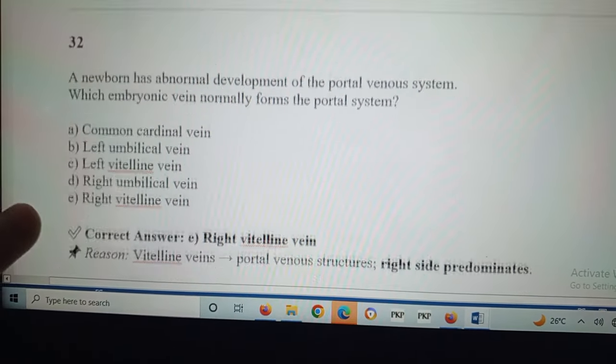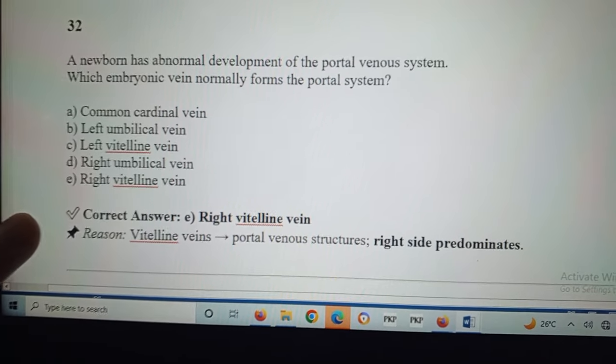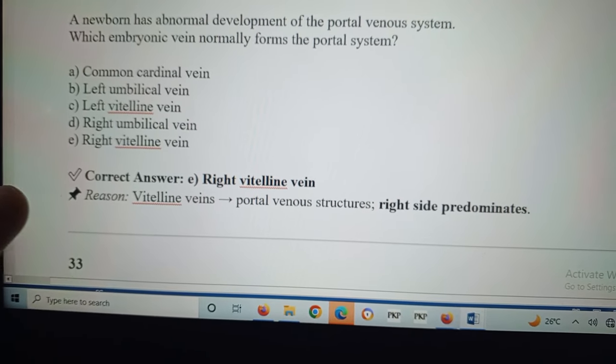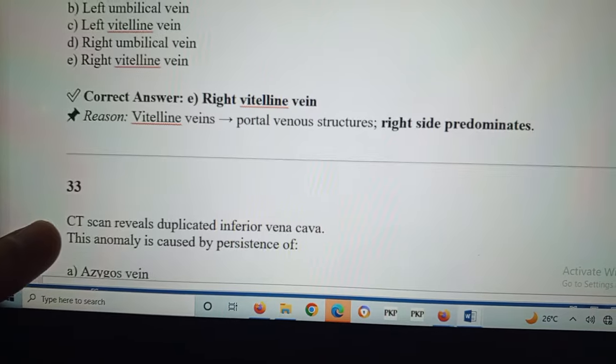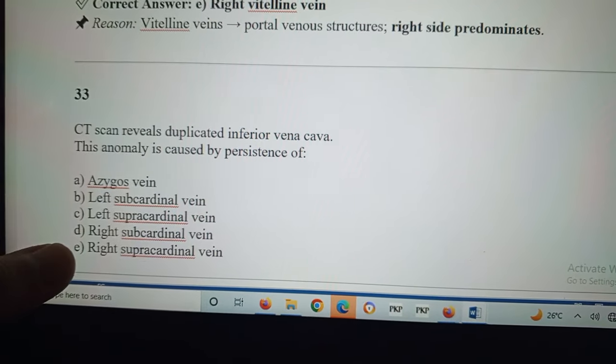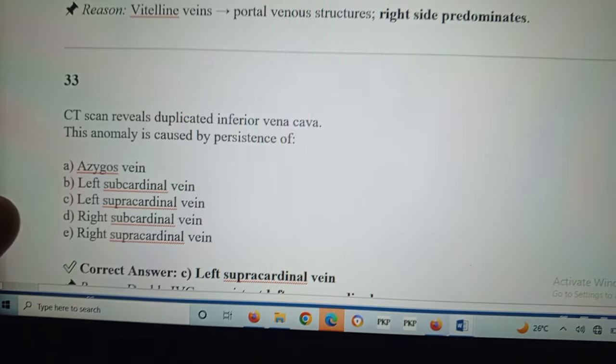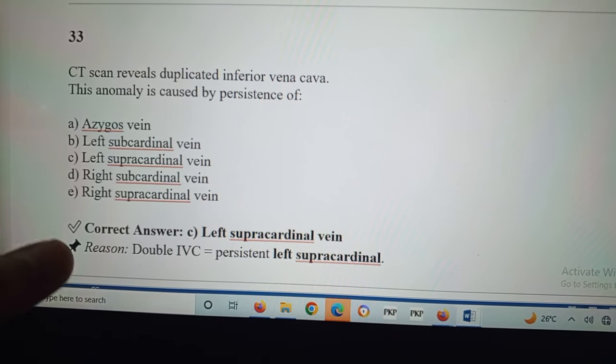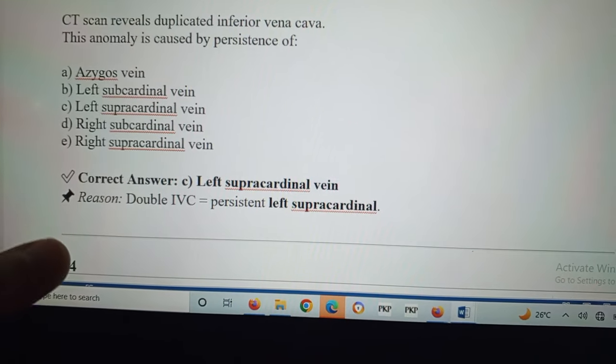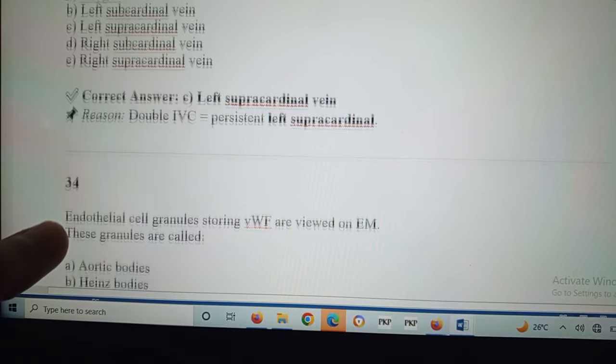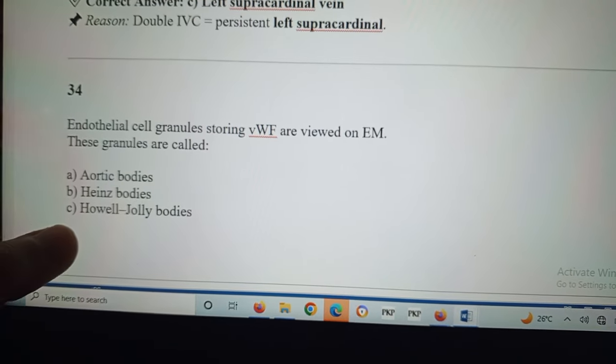A newborn has an abnormal development of the portal venous system. Which embryonic vein normally forms the portal system? Right vitelline vein. Vitelline veins form the portal venous system. Right side predominates. CT scan reveals duplicated inferior vena cava. This anomaly is caused by the persistence of the left supracardinal vein. Double inferior vena cava, persistent left supracardinal vein.